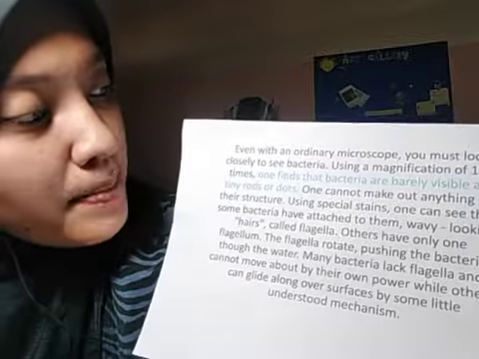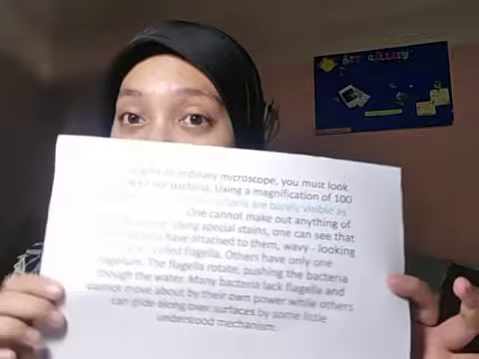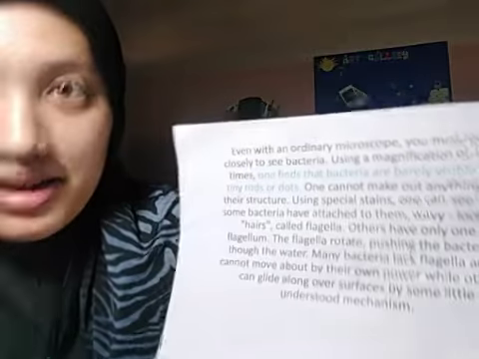Let's move on to paragraph number 2, the second paragraph. The blue one is: one finds that bacteria are barely visible as tiny rods or dots. Barely visible means that humans cannot see the bacteria if we do not use a microscope, because they are barely visible as tiny rods or dots. Dots are really small, so that's why bacteria are measured in microns. And even with an ordinary microscope, you must look closely to see the bacteria.